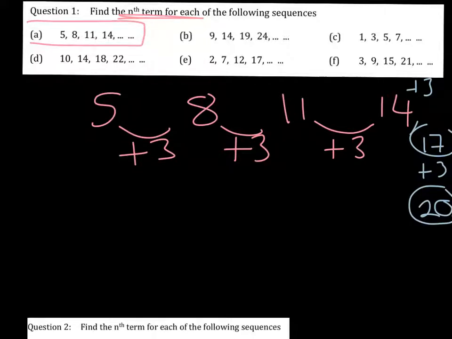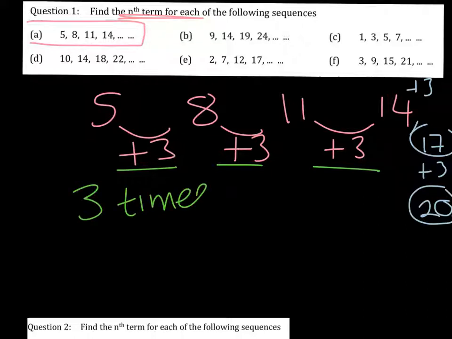However, that is not the nth term. So the nth term just involves a little bit more effort, but you do need that first step anyway. The first thing you do is work out what times table it acts like. If we know it's going up in 3, so we've got add 3, add 3, add 3, straight away, the only times table that we know that acts like that is the 3 times table.